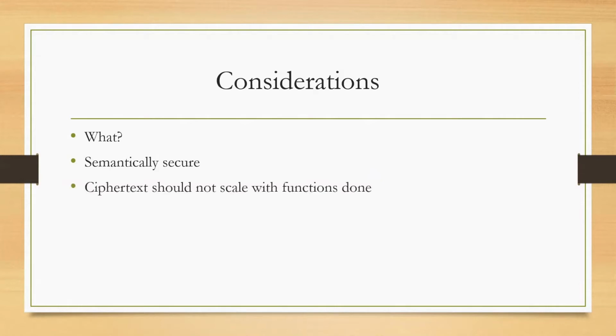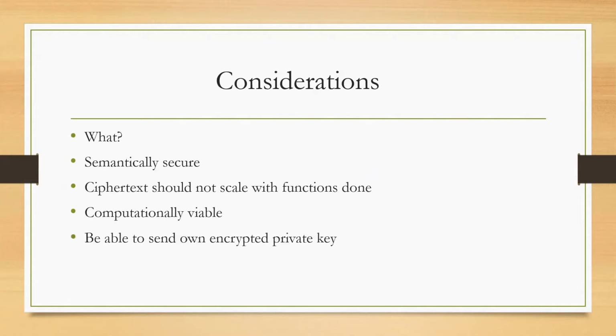The ciphertext should not scale as the function is done. This keeps you from getting a huge ciphertext. It should be computationally viable to use the scheme on modern day computers. You want to be able to send your own encrypted private key. This is to use in a process called bootstrapping. And you want it to work in a post-quantum world.